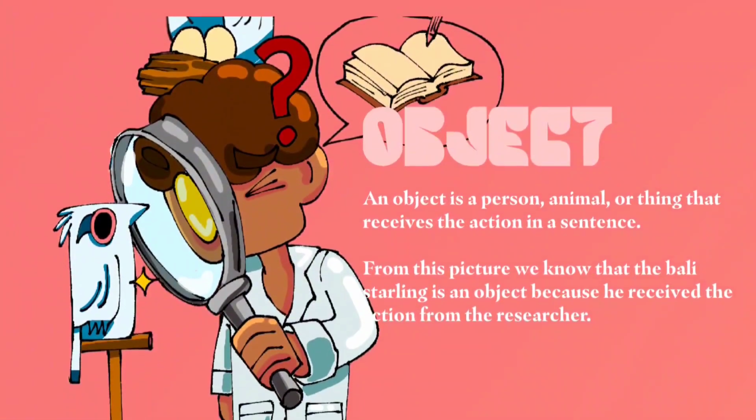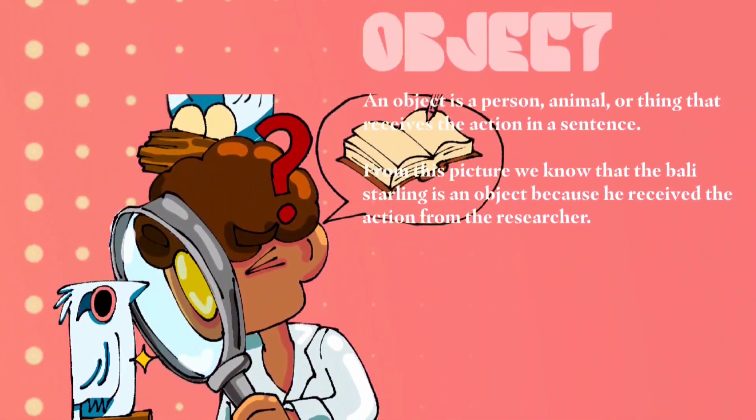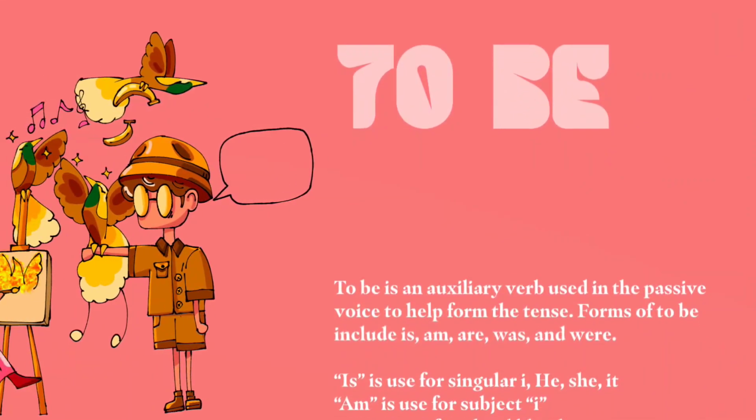First, we have object. An object can be a person, animal, or thing that receives the action in a sentence. From this picture, we know that the ball is stalling is an object because it received the action from the researcher. Next, we have to be.